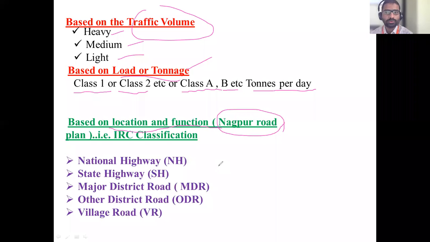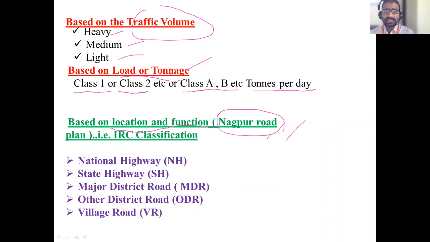So you should remember the alternative names also. In the exam, mostly they will ask that only, the alternative names. They will ask the second 20-year road plan is also called as, one is Nagpur, second is Bombay, third is Lucknow. The second road plan is called the Bombay road plan. You should remember that.